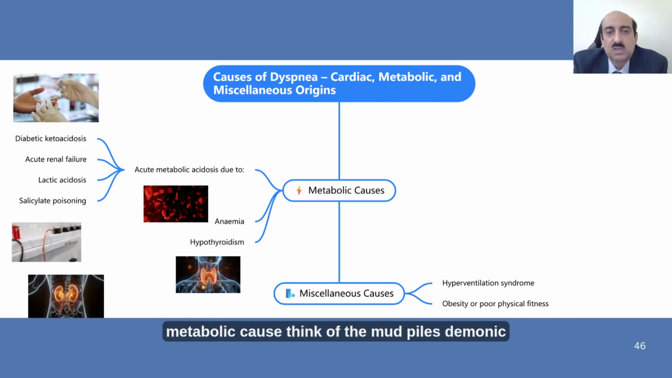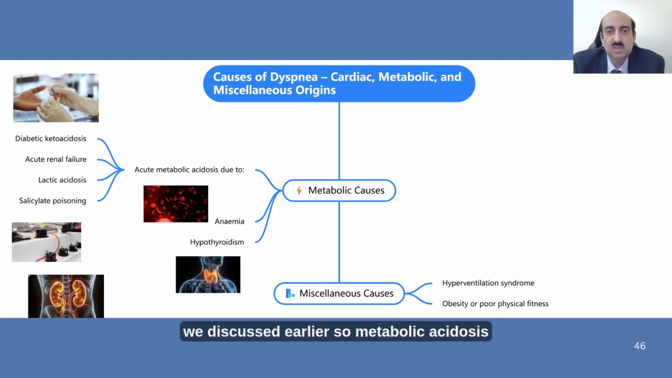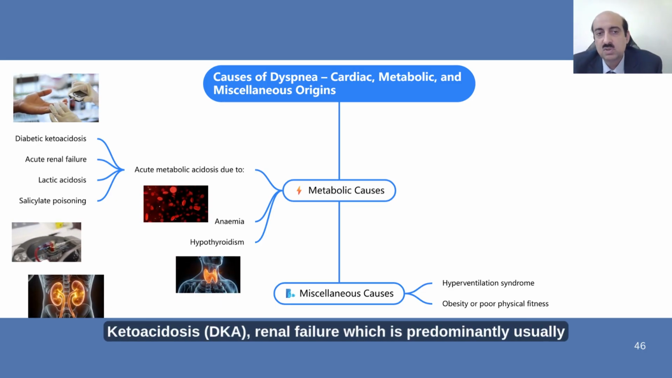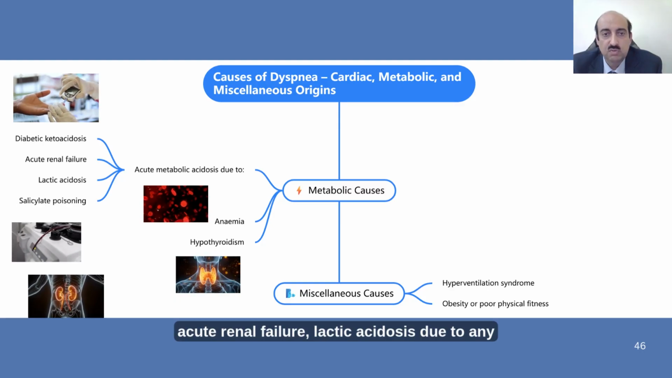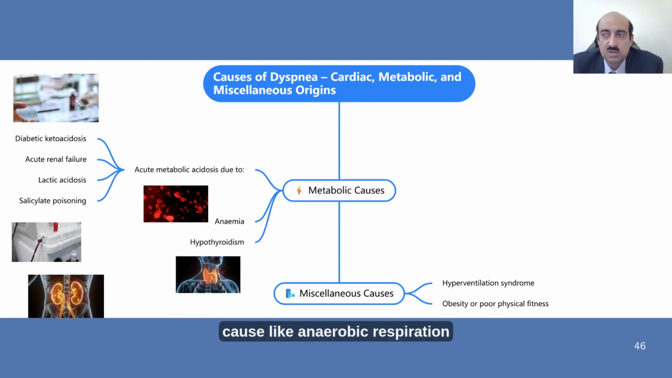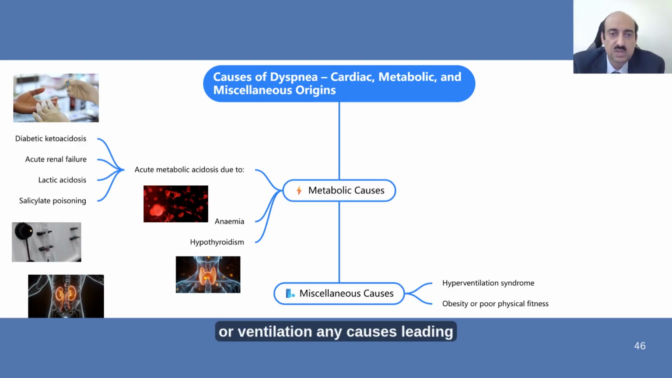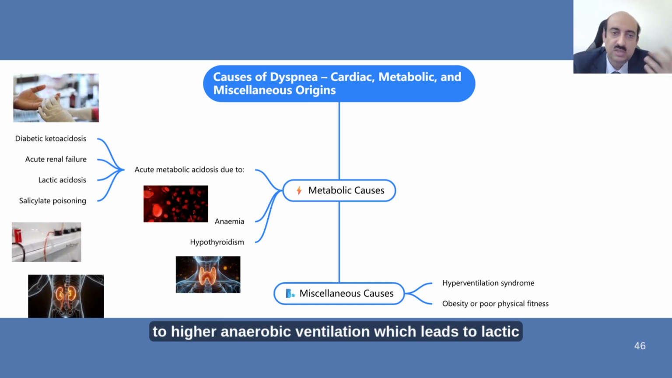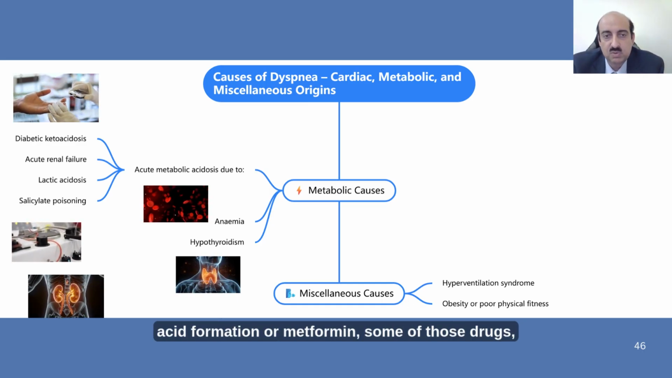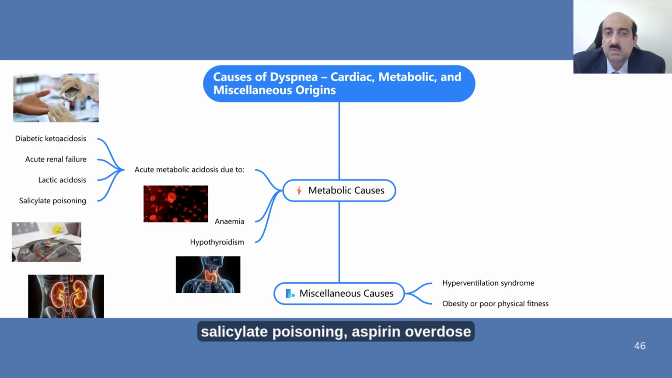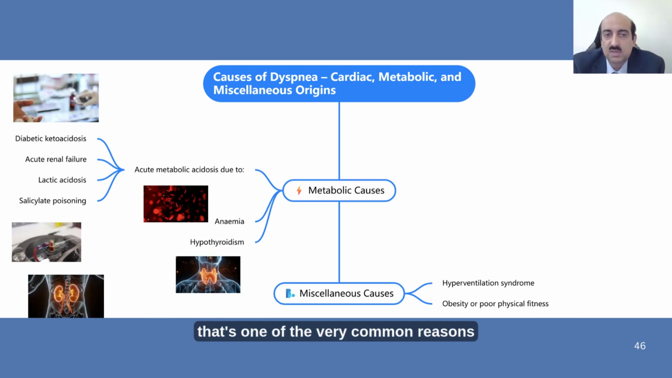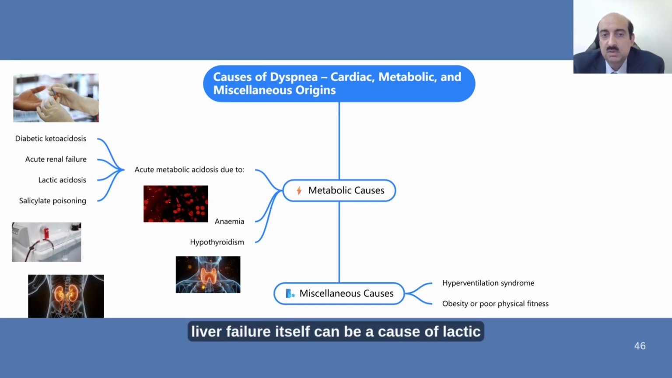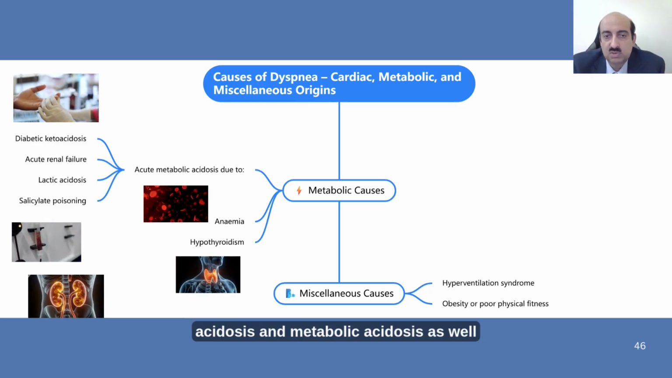So any metabolic cause, think of the MUDPILES mnemonic we discussed earlier. Metabolic acidosis, the commonest causes being diabetic ketoacidosis, renal failure, which is usually acute renal failure, and lactic acidosis due to any cause like anaerobic respiration or ventilation, any cause leading to higher anaerobic ventilation, which leads to lactic acid formation, or metformin, some of those drugs. Salicylate poisoning, aspirin overdose, is one of the very common reasons in overdoses. Liver failure itself can be a cause of lactic acidosis and metabolic acidosis as well.